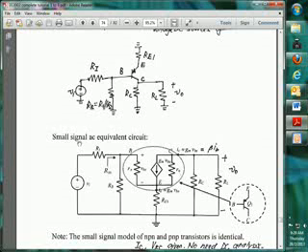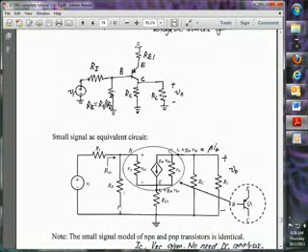Let's continue with the small signal AC equivalent circuit drawing. Let's start with emitter. Emitter is connected to RE1 to ground. Collector is connected to RC, connected to RL to ground. Base is connected to RB to ground, connected to Ri, Vi to ground. With that, we have the small signal AC equivalent circuit.